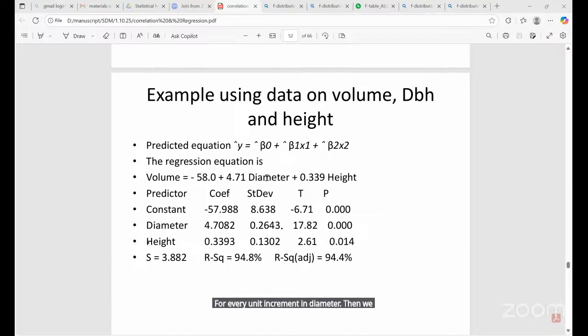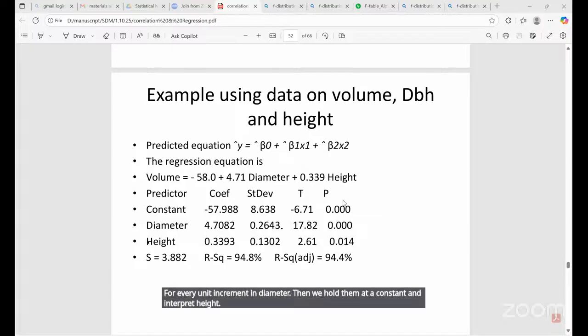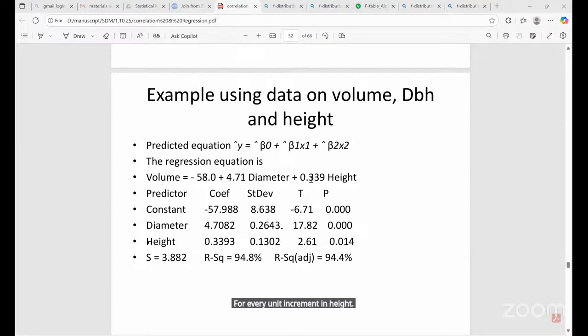Then we hold diameter constant and interpret height. For every unit increment in height, volume increases by 0.339. The intercept is the value of volume when diameter is equal to 0 and height is also equal to 0. So in this output, we see the coefficients corresponding to these values we've been interpreting, and thus the standard error, the t-value, and the p-value. So how do we get this t-value? We get the coefficient divided by the standard error of each coefficient, which gives us the t-value.